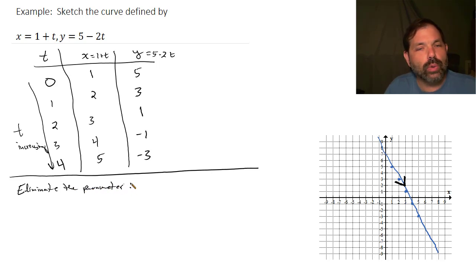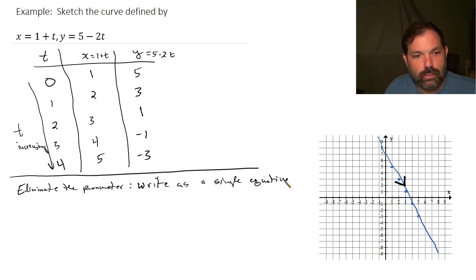So when we are asked to eliminate the parameter, what we'll do is try to write this set of equations, x and y, as a single equation without the t parameter. So we're going to rewrite these as a single equation without the t, without the parameter.